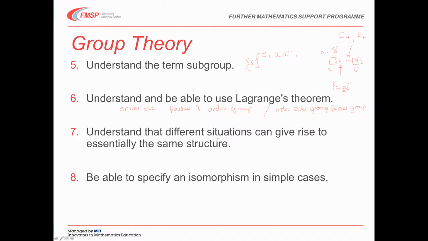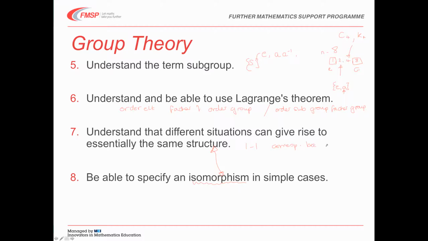Different situations that can give rise to essentially the same structure, and this is sort of similar to what we're talking about here. If you get 2 groups where you get the same structure, then those groups are isomorphic, and that means there's a one-to-one correspondence between the elements.